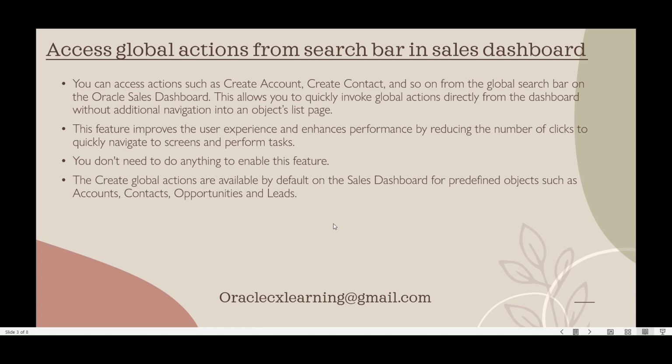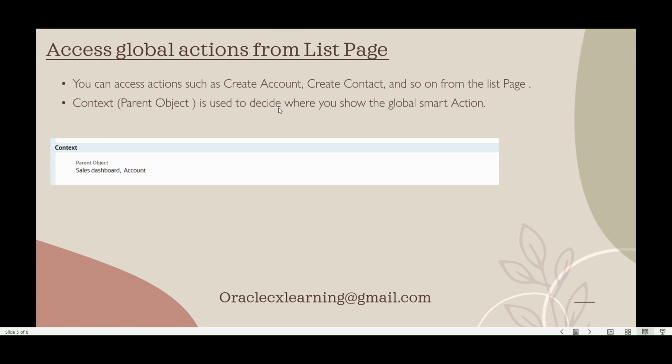There are two uses of these global actions. One is on the sales dashboard, and the second is on the list page as well. Let's see the second option. These global actions we are going to configure under the smart actions in the application composer. If you see the context, there are two contexts for the parent object: one is sales dashboard and one is the account. On the list page there is a create account or create contact button, and you can control whether you want to show it to particular roles or particular users. That all you can control.